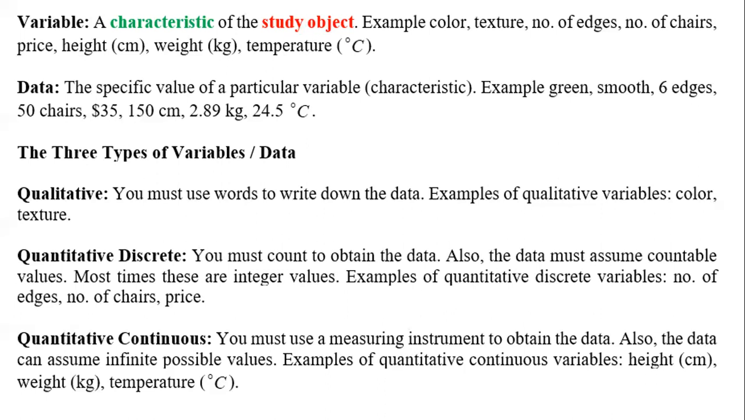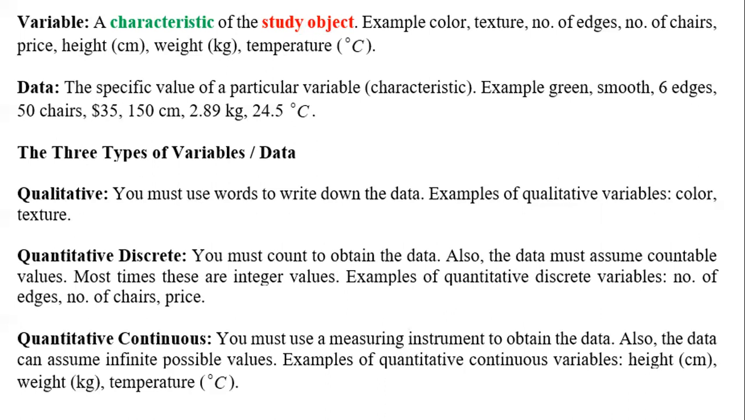Now you have quantitative continuous. You must use a measuring instrument to obtain the data. Also, the data can assume infinite possible values because you're going to have decimals. Examples of quantitative continuous variables are height, 150 centimeters, 150.5. Weight, you have to use a scale, 2.89 kilograms. Temperature, you have to use a thermometer, 24.5 degrees Celsius.